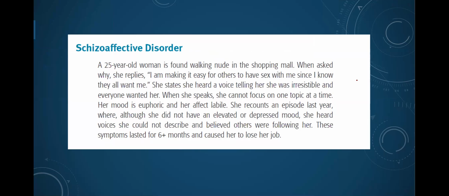So we have got three conditions according to the duration. Less than 1 month psychosis, that's brief psychotic disorder. 1 to 6 month psychosis, that is schizophreniform disorder. More than 6 months, it's schizophrenia.